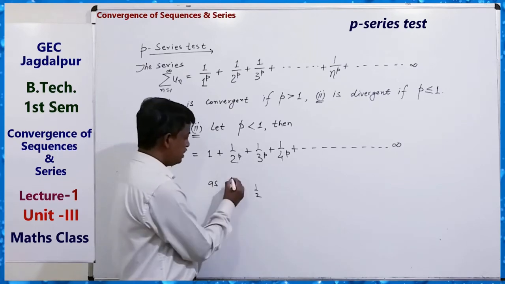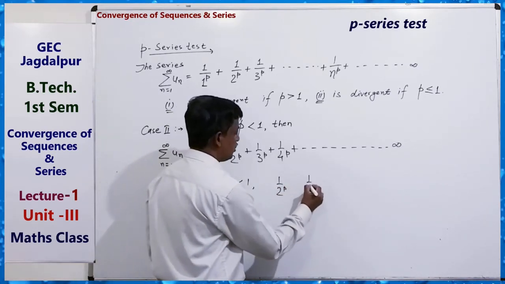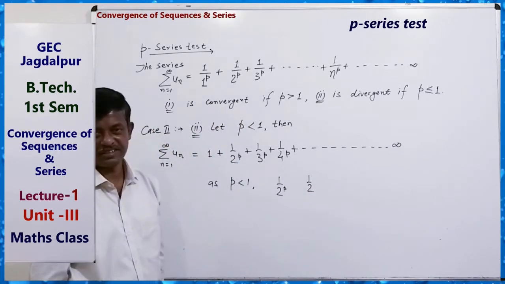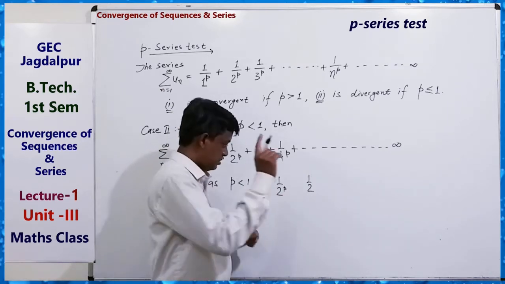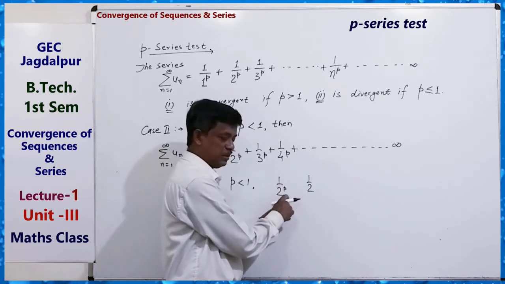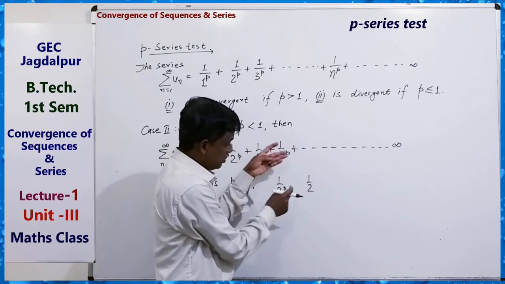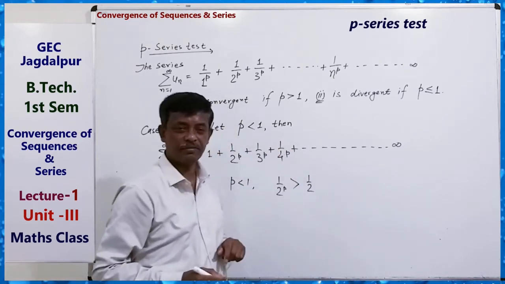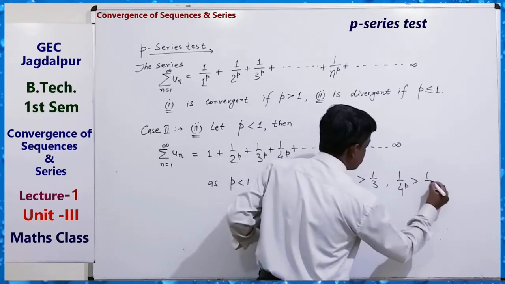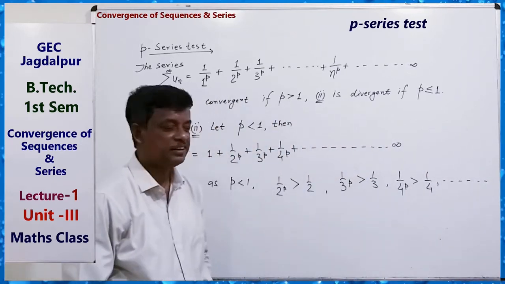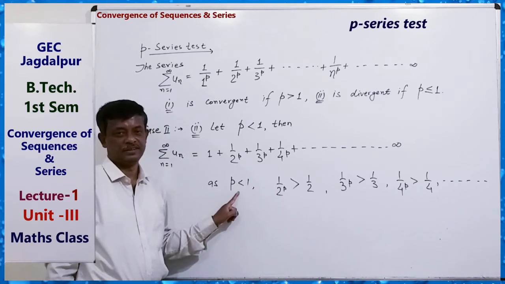As p is less than 1, what will be the relation between 1 by 2 to the power p and 1 by 2? Because p is less than 1, 2 to the power p is a smaller value than 2. So 1 by 2 to the power p is greater than half. Similarly, 1 by 3 to the power p is greater than 1 by 3, 1 by 4 to the power p is greater than 1 by 4, and so on, as p is less than 1.